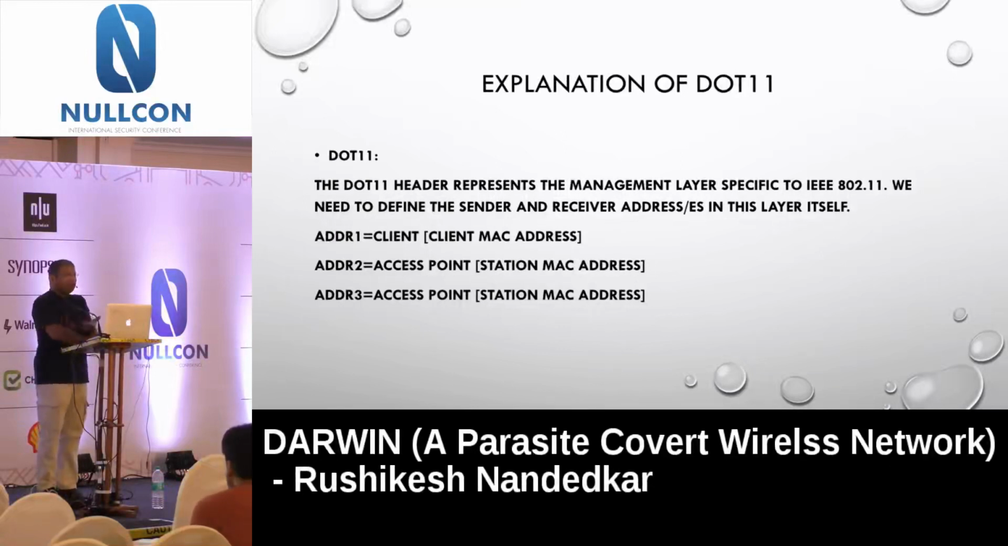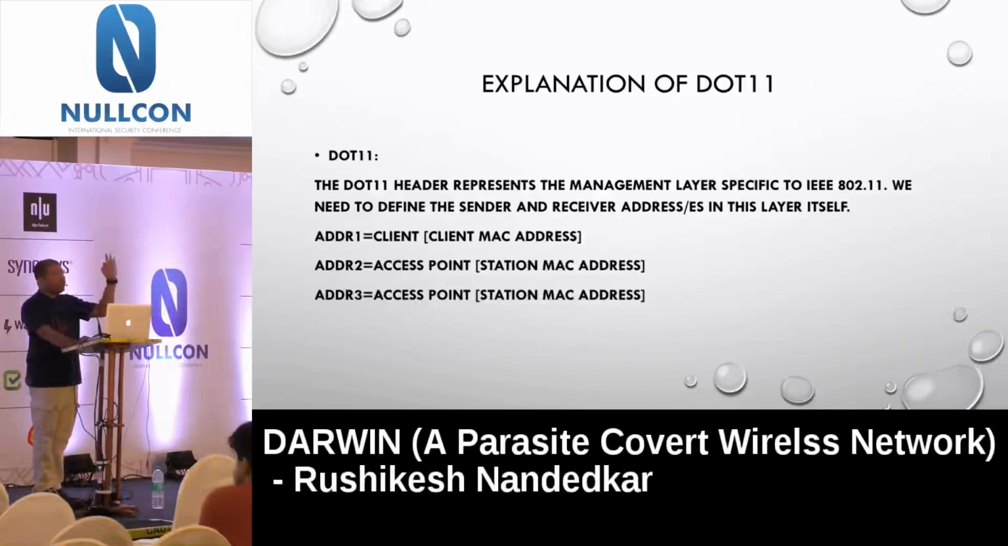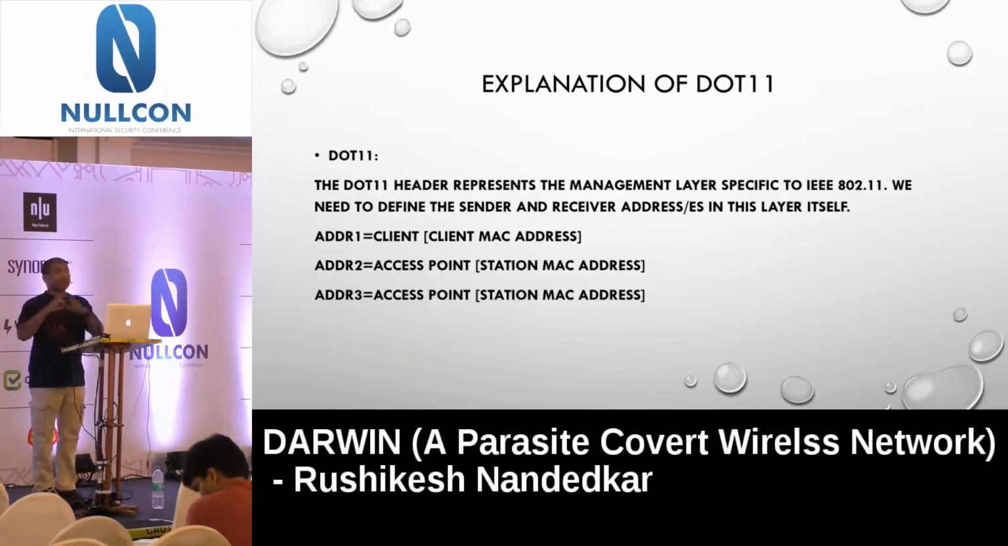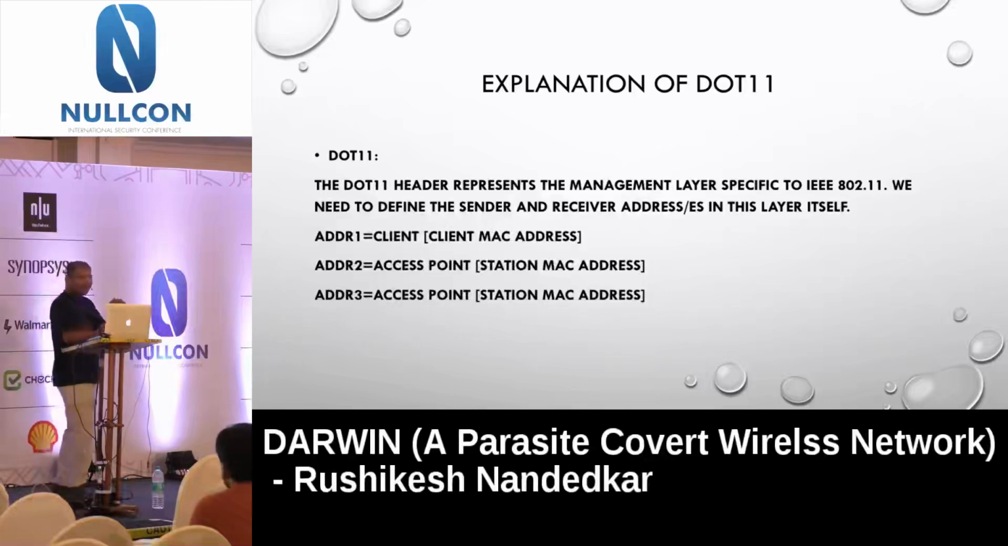So the .11 header represents the management layer specific to IEEE 802.11. We need to define the sender and receiver addresses in this layer itself. Yes. So ADDR1, ADDR2, ADDR3. ADDR1 is the address of the sender. Address here refers to MAC address. ADDR2 is the address of the receiver, the immediate receiver. So in this scenario, it would be the address of the access point. But we'll come to that later. And third, address 3.